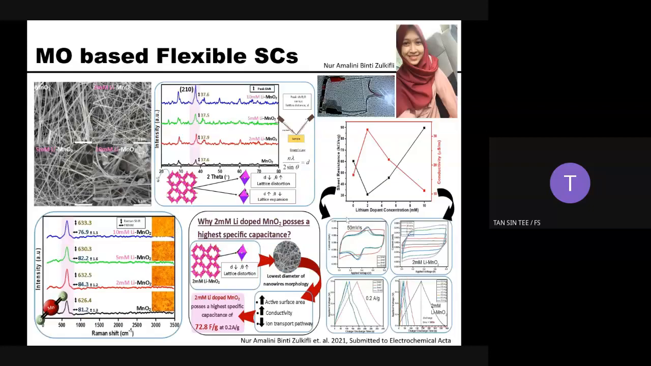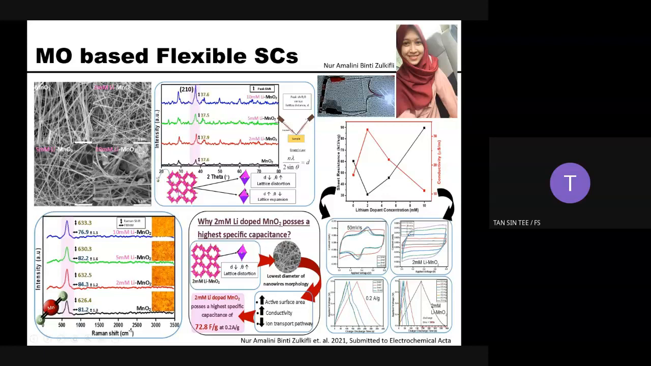Okay, so this is one of the projects done by my master student Amalini. His focus is on the metal oxide based flexible supercapacitor. He works on manganese oxide, using different kinds of metal dopant to alter the physical and electrical properties of the material, and studies how the electrochemical performance can change. He found that when doped with lithium into the manganese oxide, it affects the lattice distortion and expansion of the alpha MnO2 system.